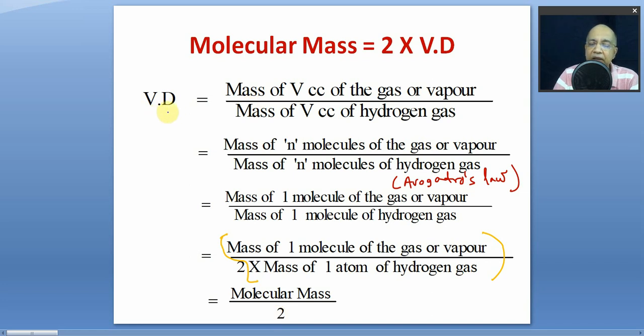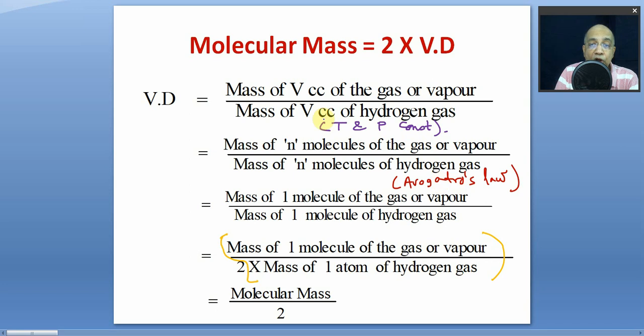Let us define VD. Mass of a certain volume, let's say V cc, of the gas or vapor divided by mass of the same V cc of hydrogen gas. All measurements done under identical T and P constant every time.